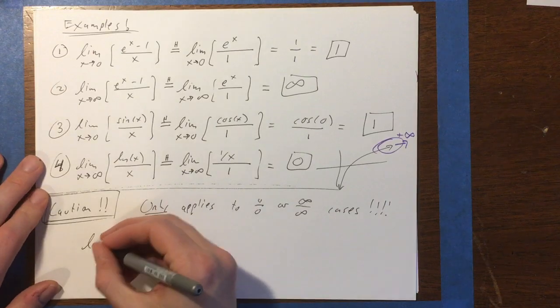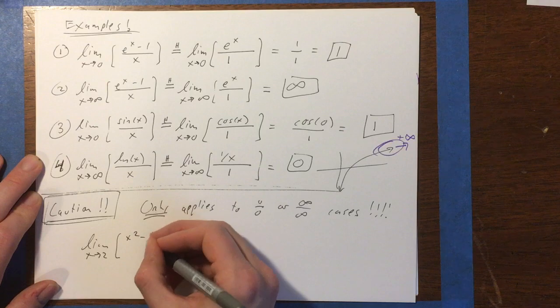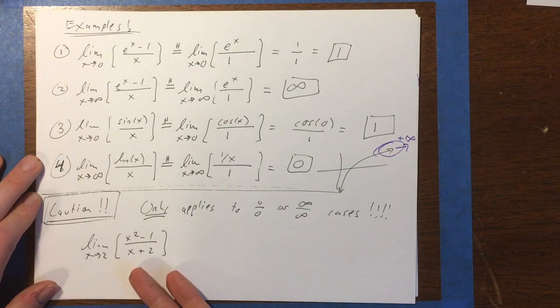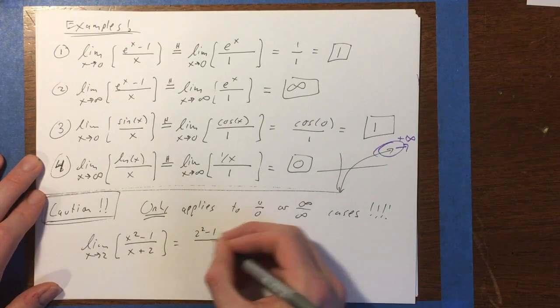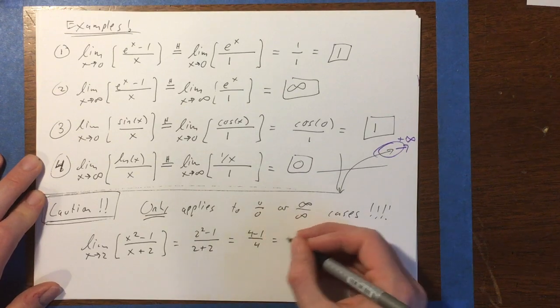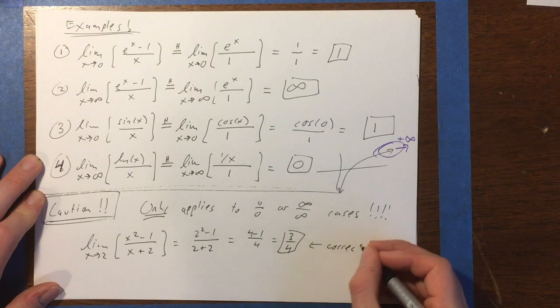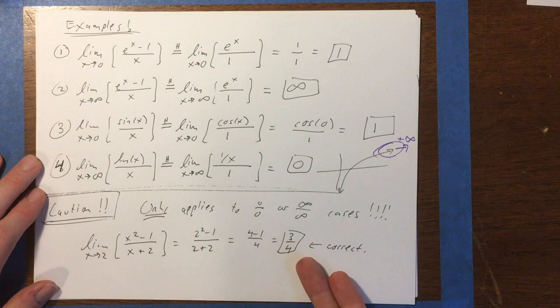Let's look at an example. If you look at the limit as x approaches 2 of x squared minus 1 over x plus 2, this is in fact a limit that can be evaluated with direct substitution. This is 2 squared minus 1 over 2 plus 2, which is 4 minus 1 over 4, or 3/4. That is the correct answer. Okay, 2 is in the domain of this function, so you just stick it in there, and you get 3/4.